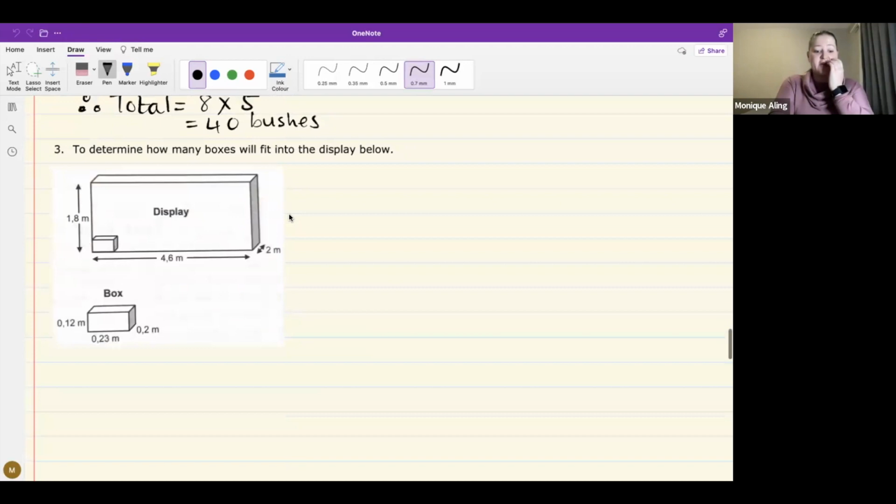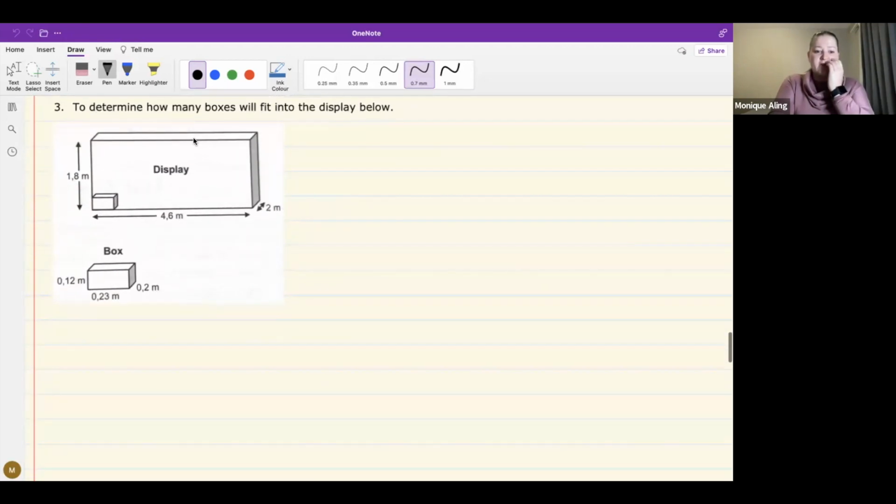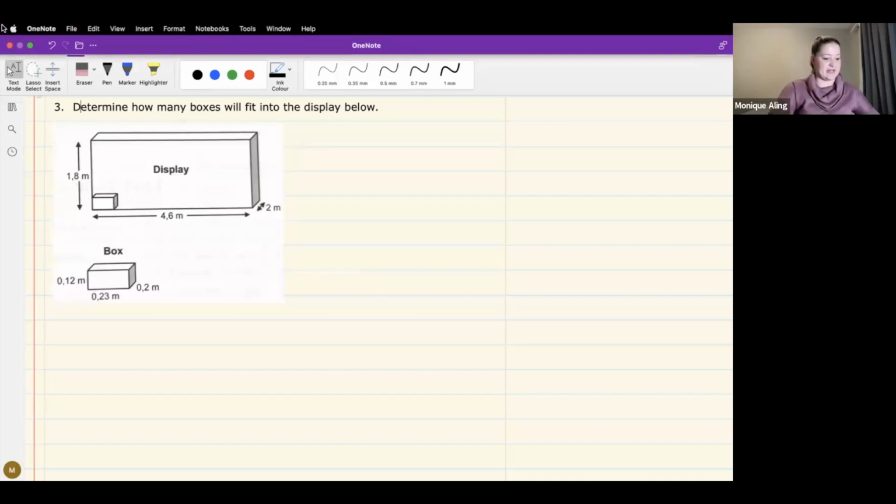So let's have a look at question 3. Determine how many boxes will fit into the display below. So they're giving you all the dimensions, the length, width, and height of the display, as well as the length, width, and height of the box. I'm going to give you a couple of minutes to try and see how many boxes fit into that display. If you need help, let us know. You can drop us a message in the chat.